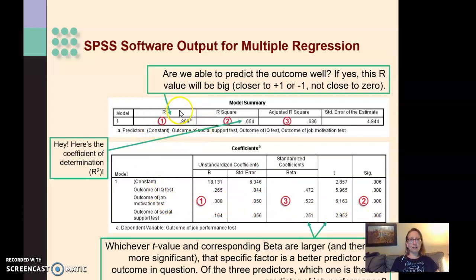This is for the overall model to see how everything we put in predicts the outcome. And then in our second piece, we can look at each of those independent variables to see if it is a good predictor of the outcome. If each factor is a good predictor, we'll have a bigger B here and a smaller significance. So in this case, all three of these things, an IQ test, small significance. If the P is low, reject the H0. The job motivation test, small significance. Outcome of the social support test, small significance. So each of these is a good predictor of job performance.